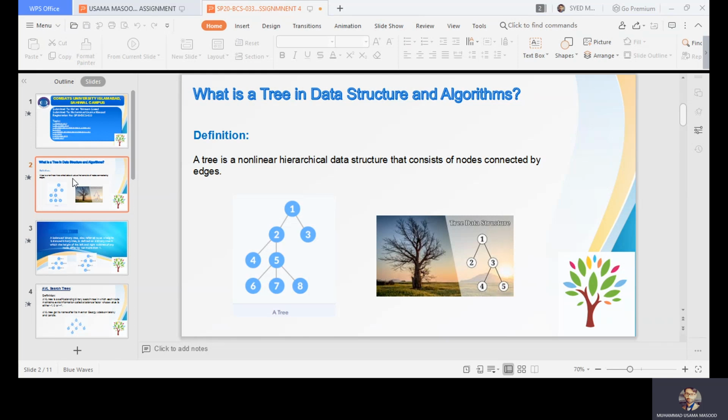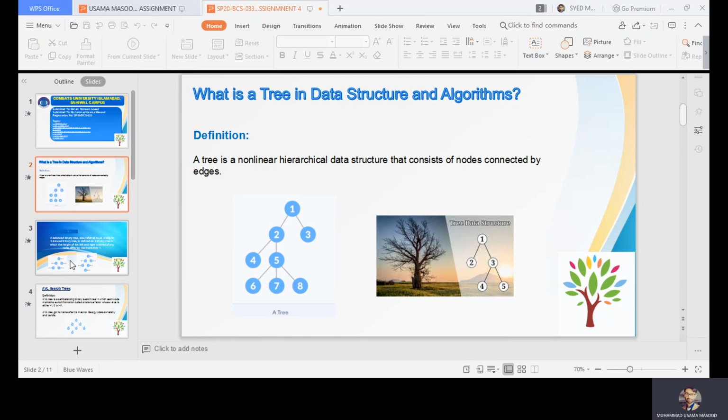As we see trees in our daily life, they are non-linear. Non-linear hierarchical means that their branches are not linear. They have different branches connected to nodes, and different edges that are not linear, and they are hierarchical data structures. An example of a tree, a simple tree diagram, is shown in this slide.